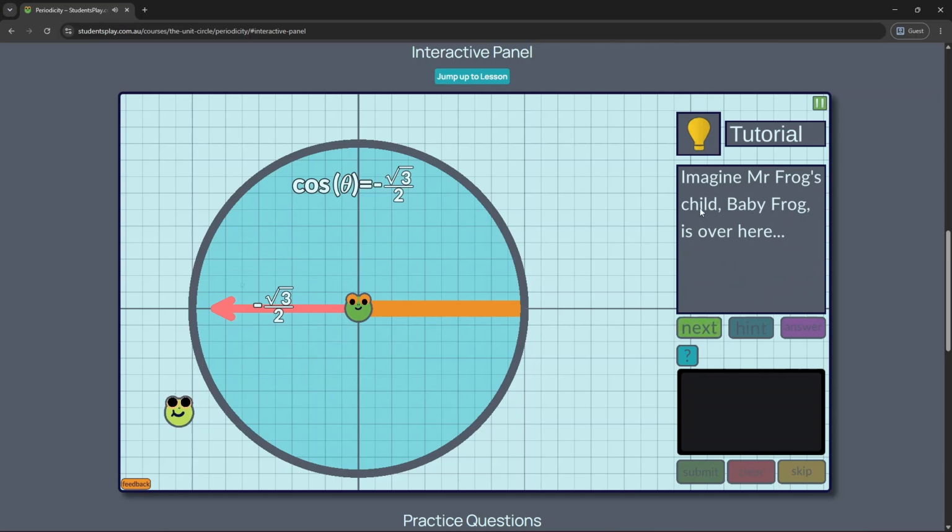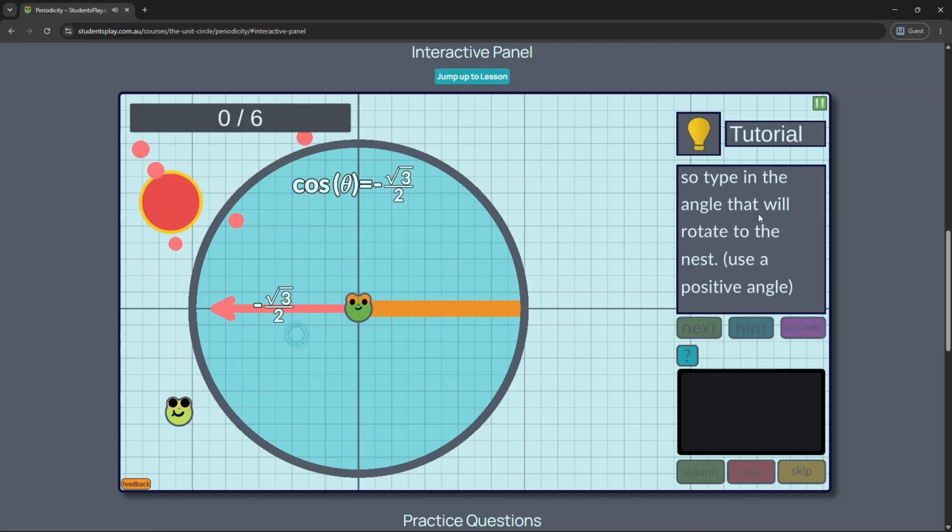Imagine Mr. Frog's child, Baby Frog, is over here, okay? And there's an insect nest over here, alright? In this game, first the frog needs to rotate around to get to the nest. Okay. So type in the angle that will rotate to the nest.